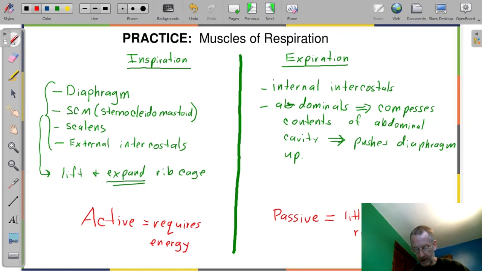Okay, so that was short, and the next set of slides will look at the basic anatomy of the lower respiratory system.